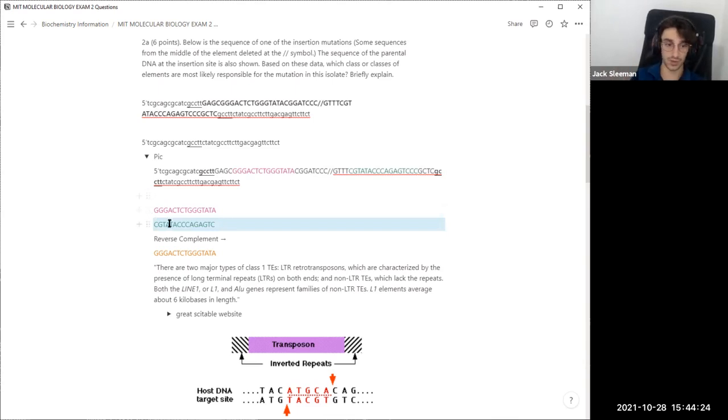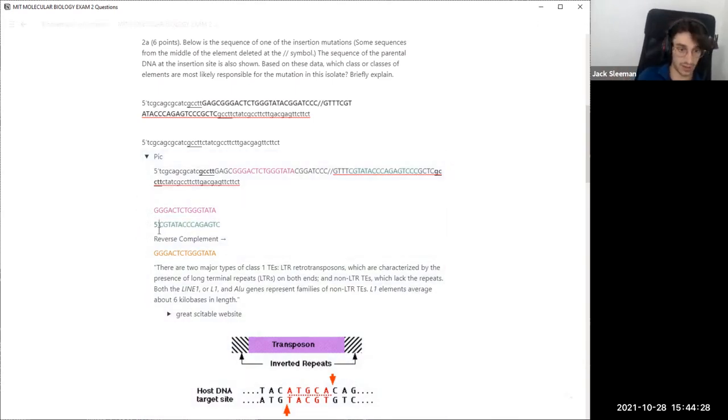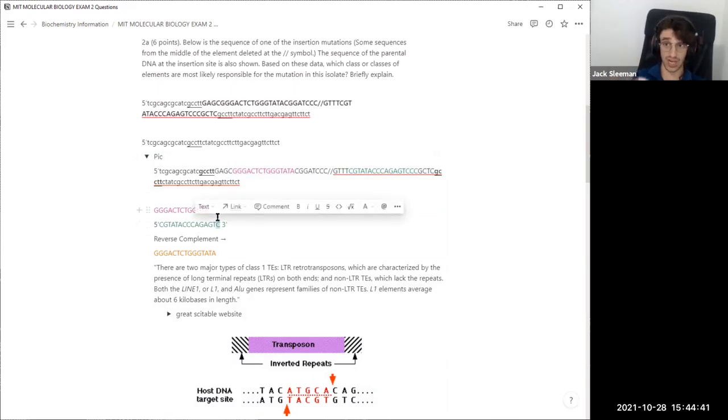What's the reverse complement? This is 5' to 3', right? The reverse complement is you flip it, you make this the 5', and then you get the complement, so you change all the letters. If I want that to be the 5', that's going to be a G, which is here. Oh, wait. What am I saying?